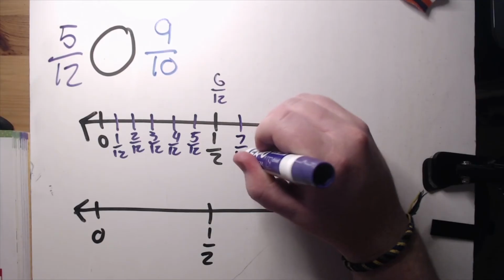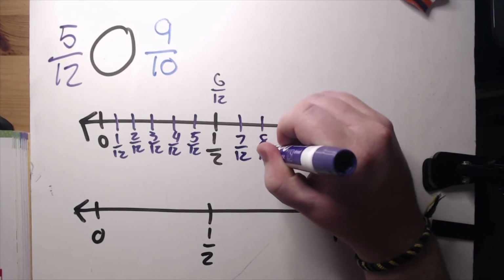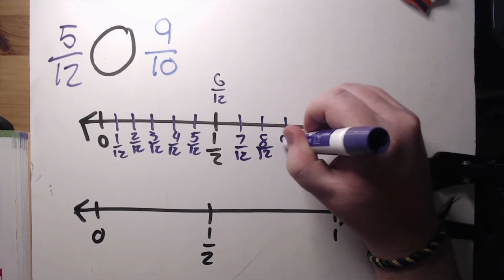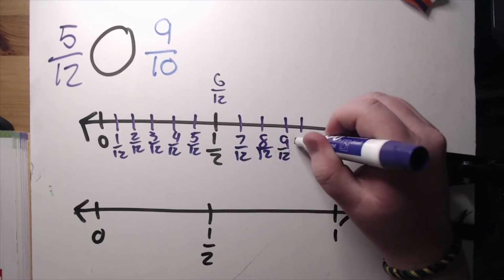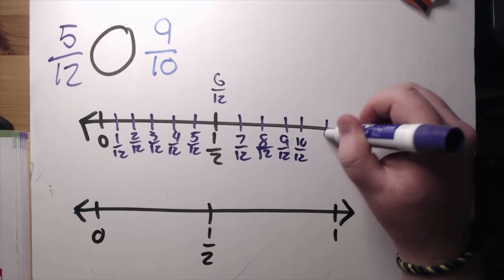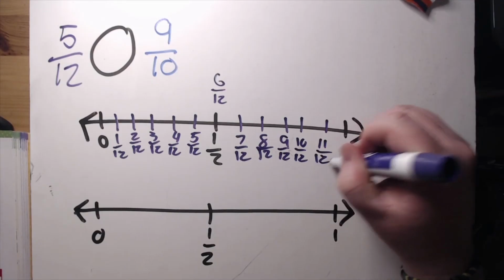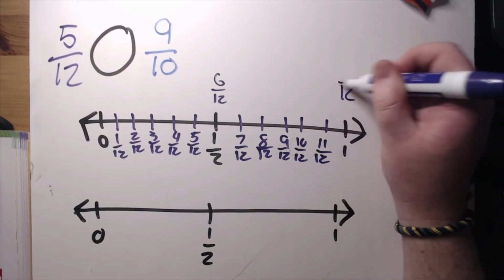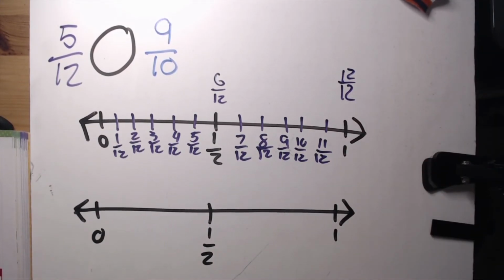Then we have 7/12, 8/12, 9/12, 10/12, 11/12, and then our 1 is actually 12/12, because that's our whole number. So I put those on top just to kind of represent them, okay?